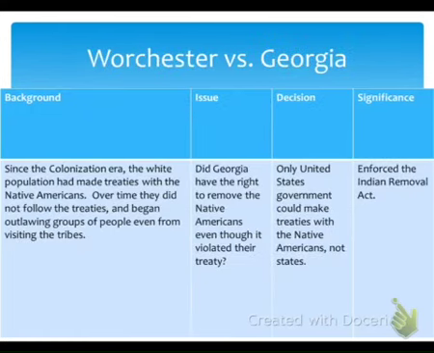Worcester versus Georgia was another court case. Since the colonization era, the white population had made treaties with the Native Americans. Over time, they did not follow the treaties and began outlawing groups of people, even from visiting the tribes. So the issue here is, did Georgia have the right to remove Native Americans, even though it violated their treaty? The decision was only the United States government could make treaties with the Native Americans, not states. And the significance is it enforced the Indian Removal Act.